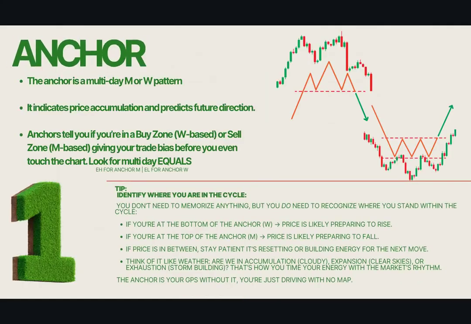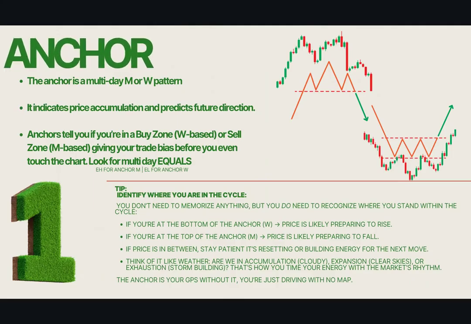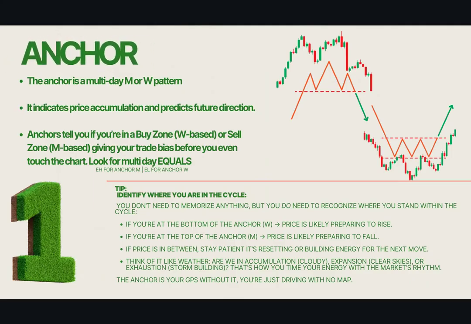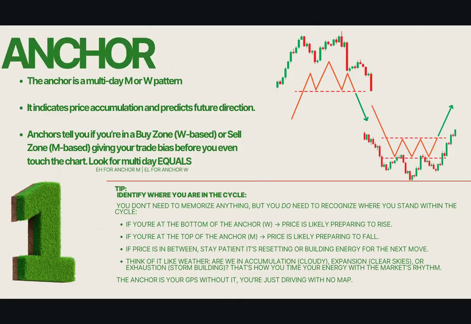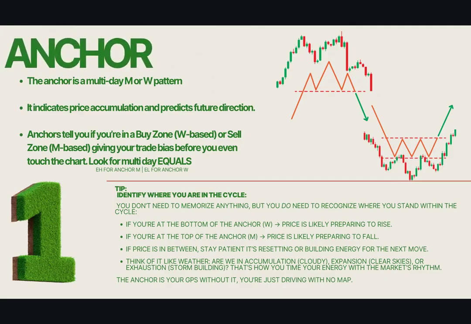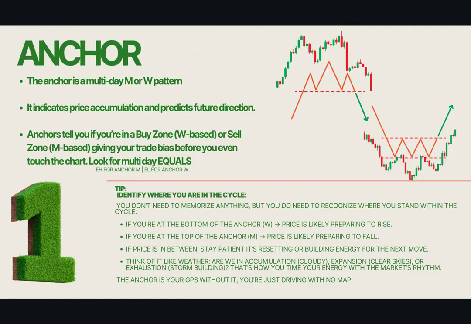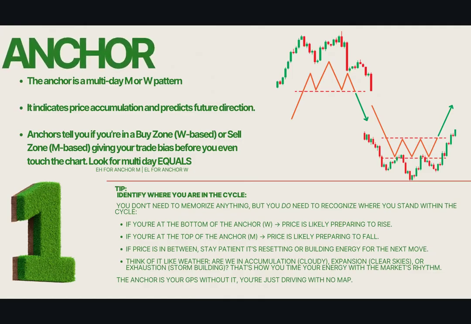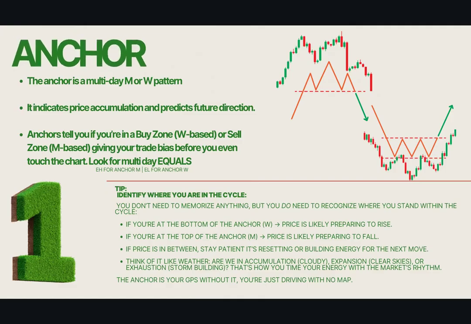First thing we look for, y'all have seen this before, but if you haven't, let's go into it today. First thing we look for is going to be our anchor, our multi-day M or W pattern. This has a minimum of 2 days that is required. An anchor M represents the beginning of a sell zone, meaning you're going to be looking for opportunities to sell. An anchor W represents the beginning of a buy zone, meaning you're going to be looking for opportunities to buy.